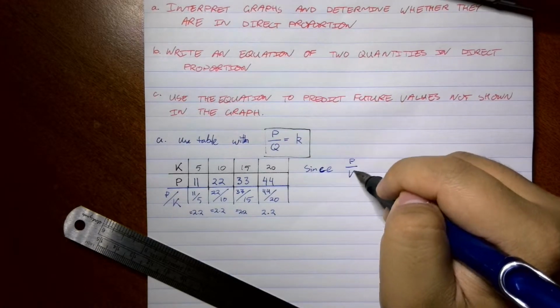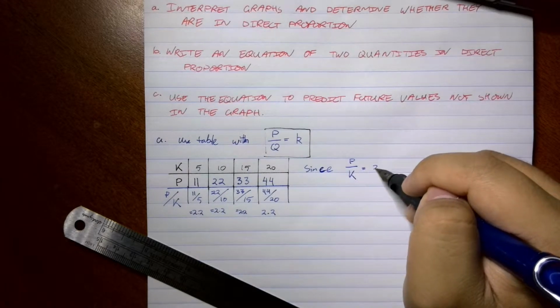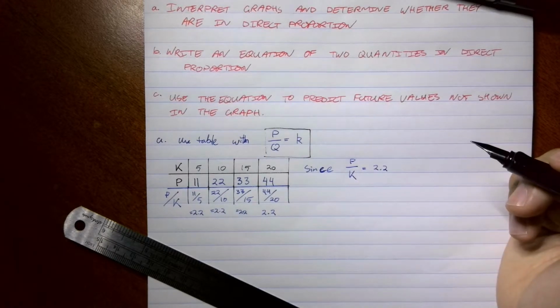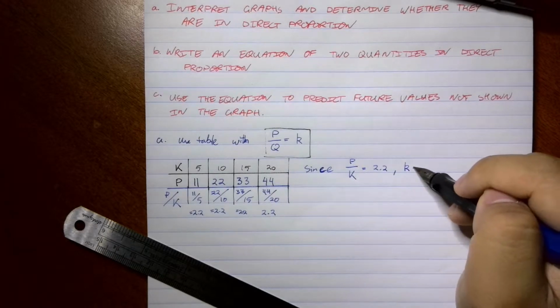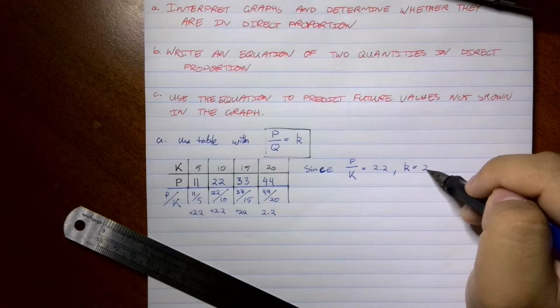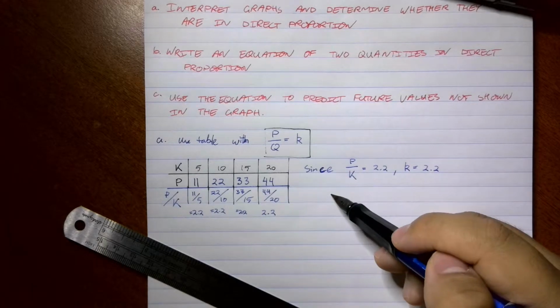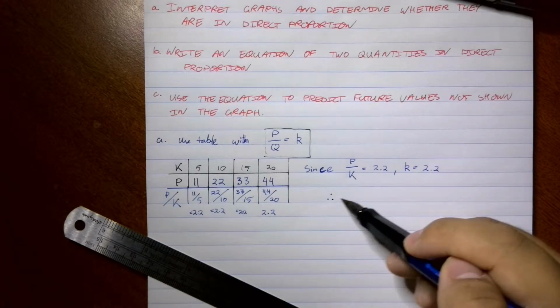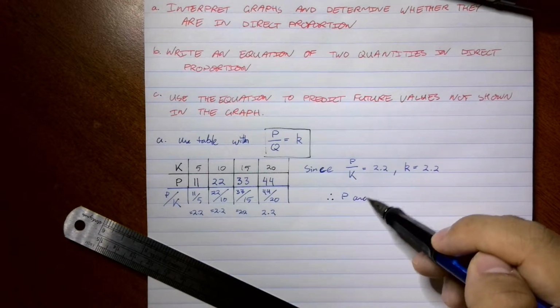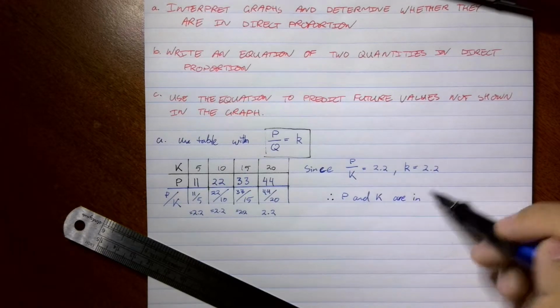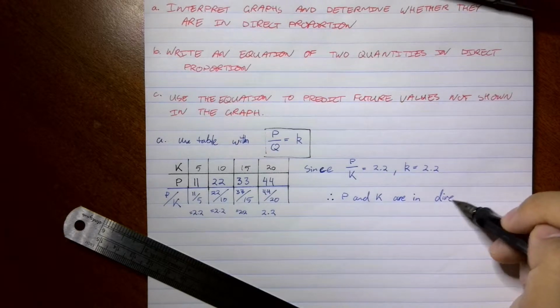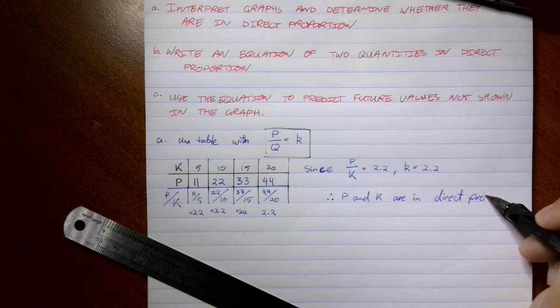So since we've found, using our definition, that P over K equals 2.2, we've found that the lowercase k, the constant, is equal to 2.2. Therefore, P and K are in direct proportion.